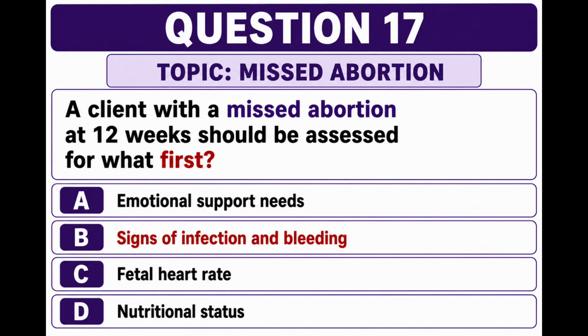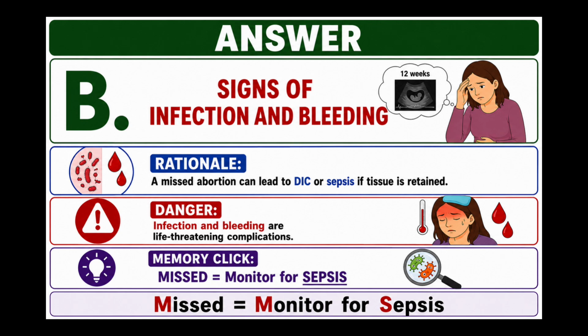Question 17. Missed abortion. A client with a missed abortion at 12 weeks should be assessed for what first? A. Emotional support needs. B. Signs of infection and bleeding. C. Fetal heart rate. D. Nutritional status. Answer: B. Signs of infection and bleeding.